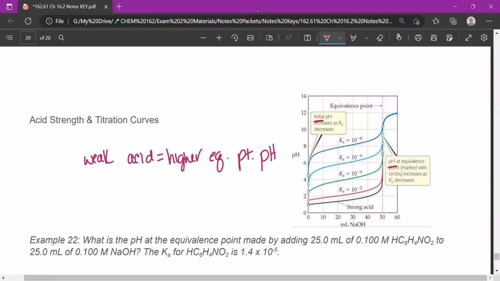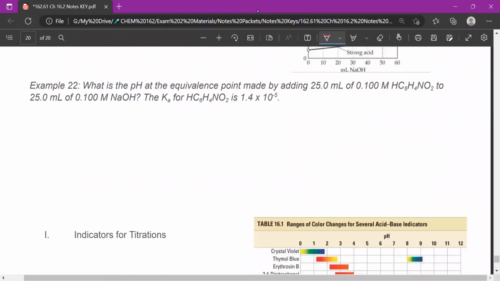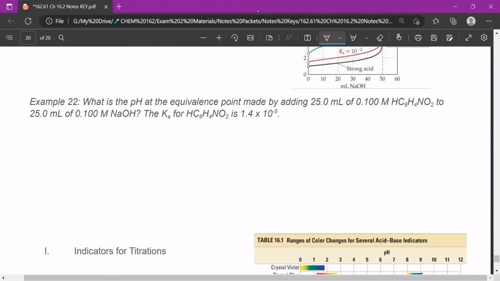All right. We are going to do one calculation here. It says, what is the pH at the equivalence point made by adding 25 milliliters of 1 molar of whatever this acid is, we don't even know, but we know it's got to be a weak acid because it starts with hydrogen, to 25 milliliters of 0.1 molar sodium hydroxide. And I gave you the Ka.